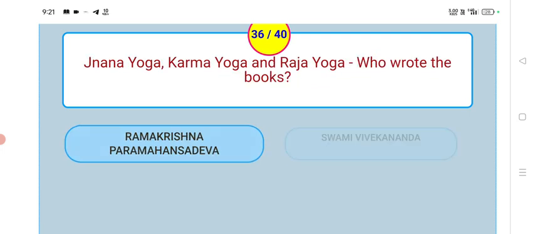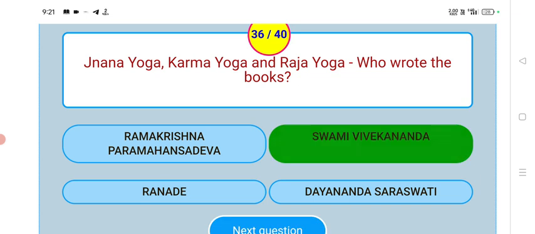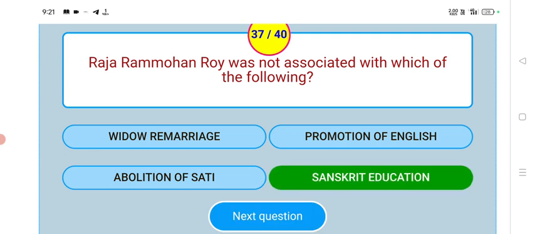Next, Jnanayoga, Karmayoga and Rajayoga, who wrote the books? Answer, Swami Vivekananda. Next, Raja Rammohun Roy was not associated with which of the following? Answer, Sanskrit education.